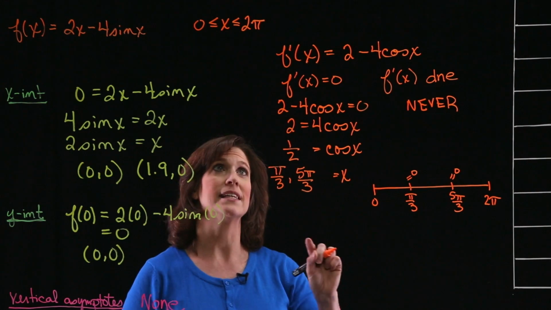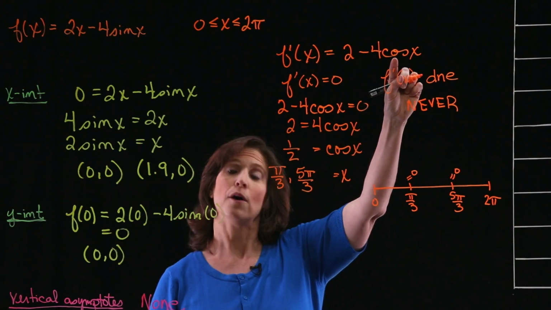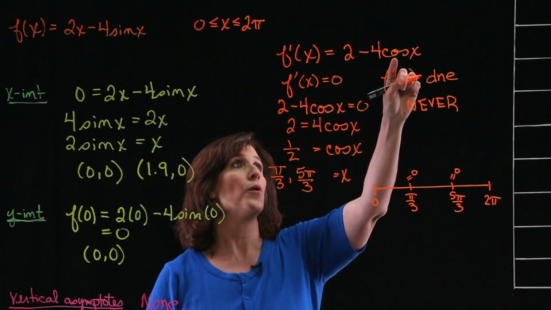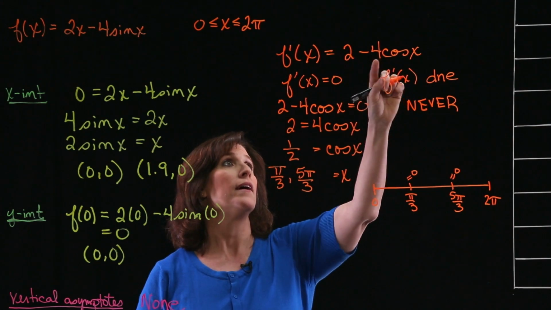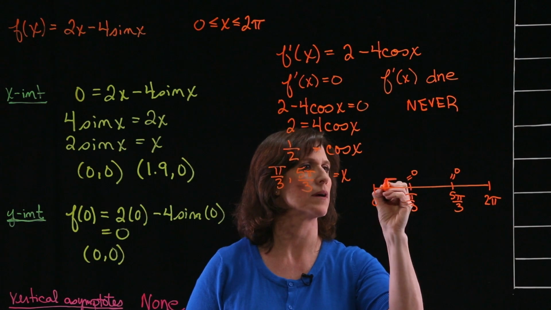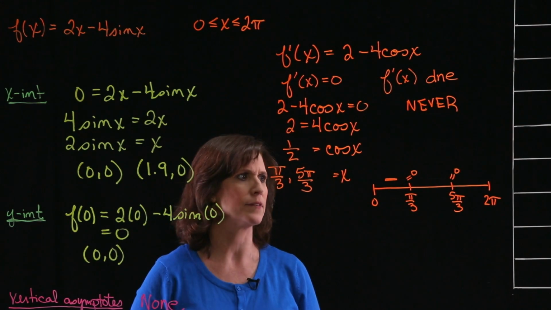We're going to plug pi over 6 into the derivative to see what the sign is. The cosine of pi over 6 is root 3 over 2, so we'll end up with 2 root 3 for this piece, and 2 minus 2 root 3. That's going to be a negative number. Again, I don't care what the actual value is, just whether it's positive or negative.